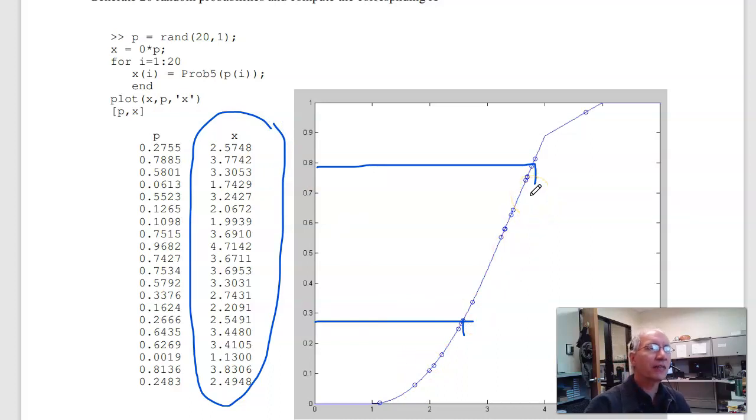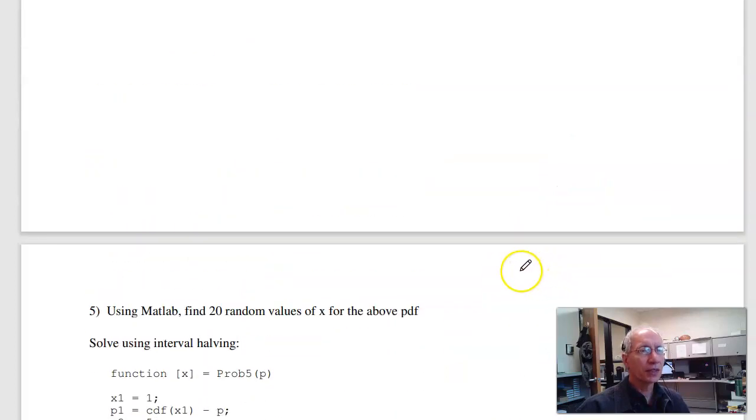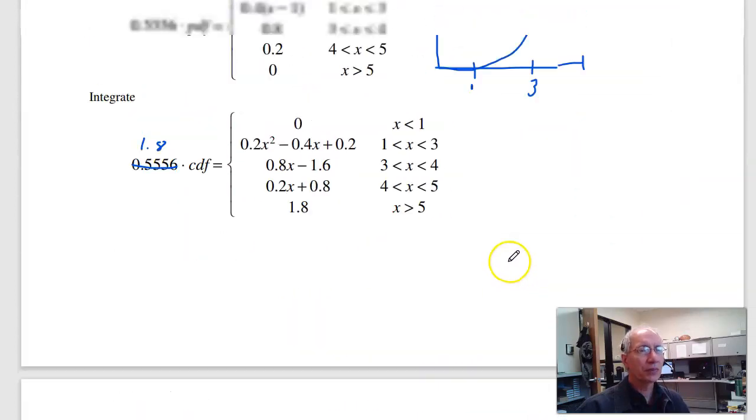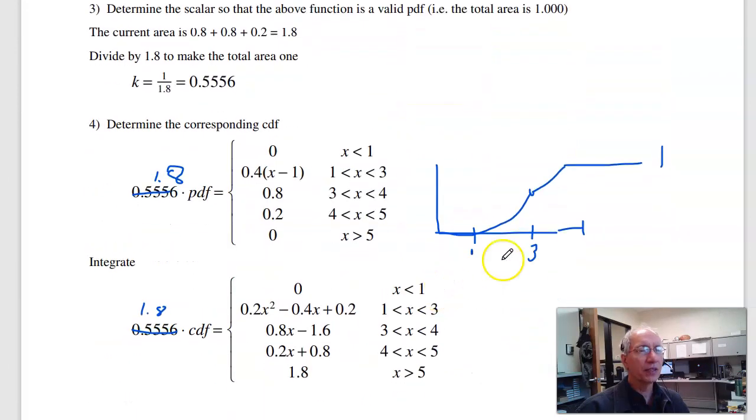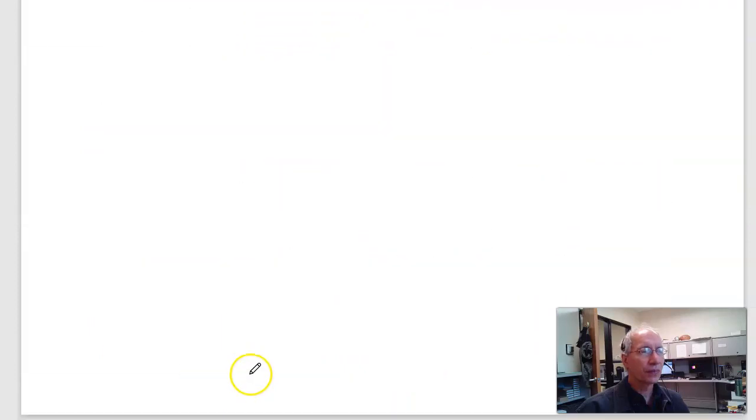So basically the CDF is actually kind of useful. I use the CDF to generate variables of a given distribution. I use the PDF to describe the function. Again, it's actually easier to see what's going on with the PDF versus the CDF.